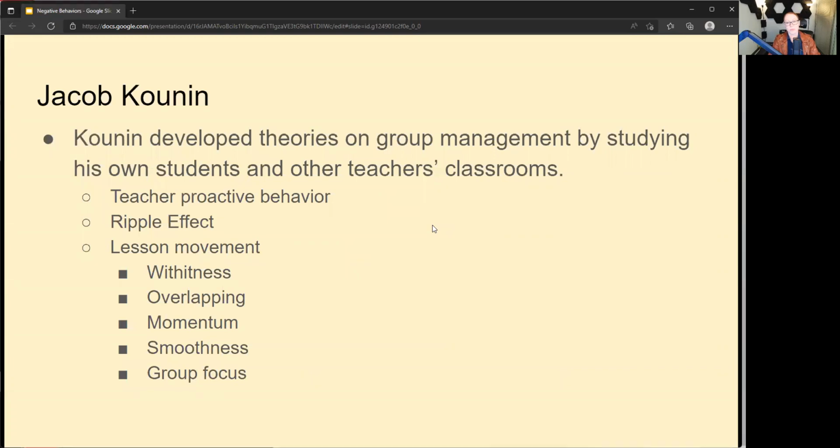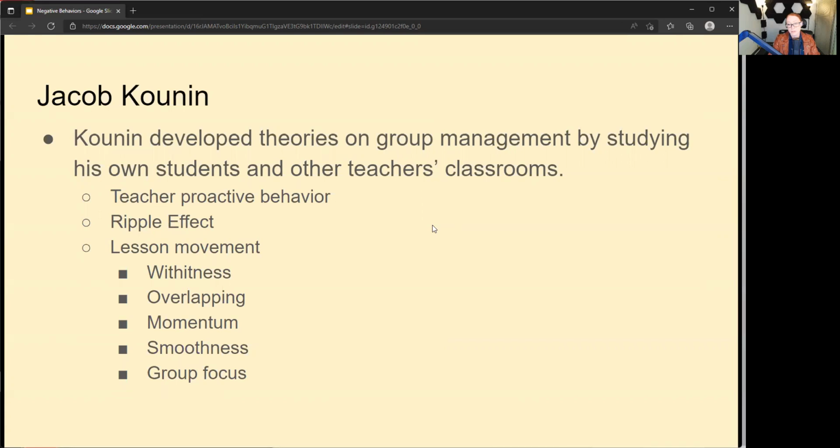The next theorist we're going to talk about is Jacob Kounin, a very practical theorist that talks a lot about how to manage groups of children. There's a few major concepts that I think are really relevant to any kind of classroom or school or even extracurricular setting. And these involve being proactive. These are very straightforward ideas, by the way, but looking around and seeing what could become a problem and trying to be proactive to prevent it, as opposed to being retroactive and having to correct students. You look for potential problems and be proactive about it.